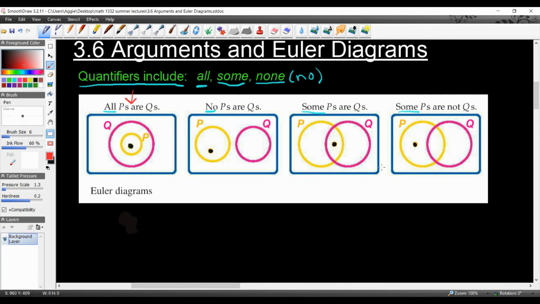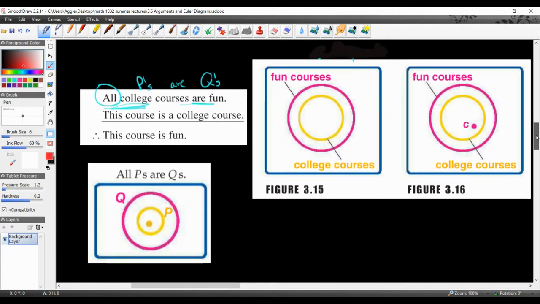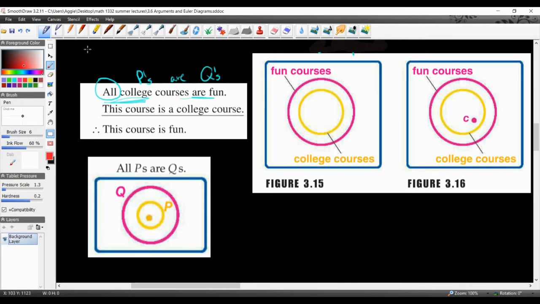We're going to jump right into an example so you can see how we use these patterns to figure out whether an argument is valid or invalid. Here's our first example, and it's actually already done for us. I went ahead and did some of the legwork. We have the word all. It says that all college courses are fun. So I said, let's do college as our P's and fun as our Q's. This course is a college course, therefore this course is fun.